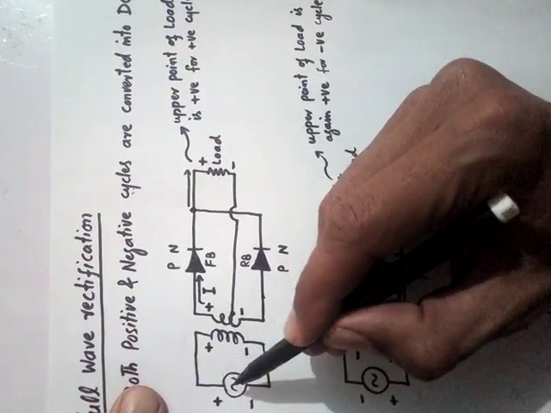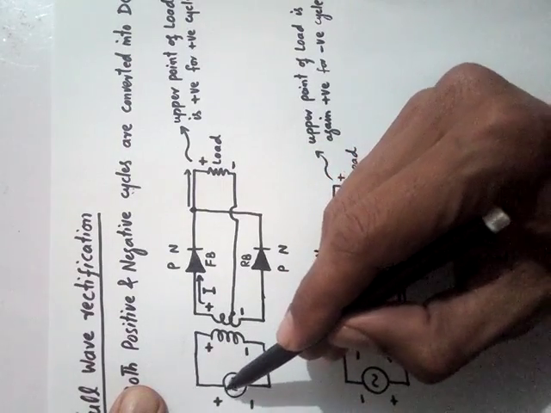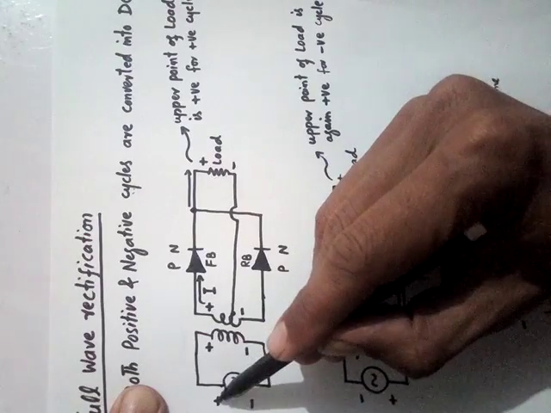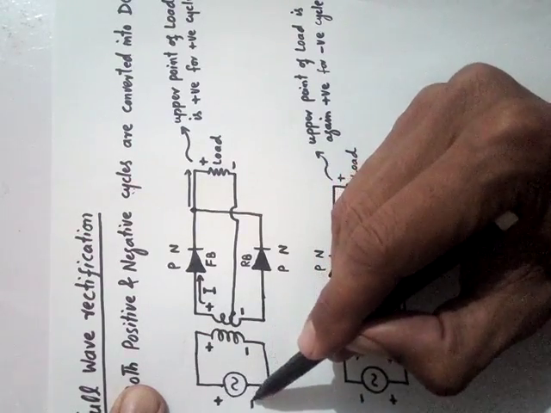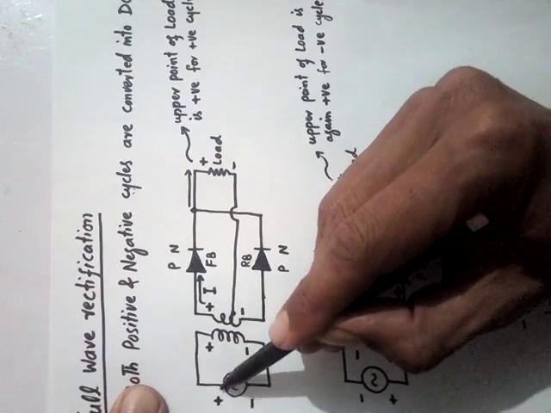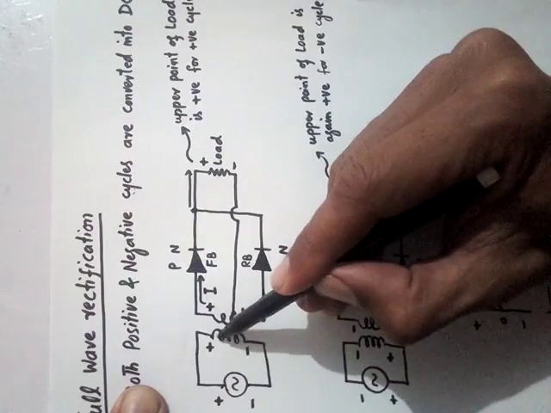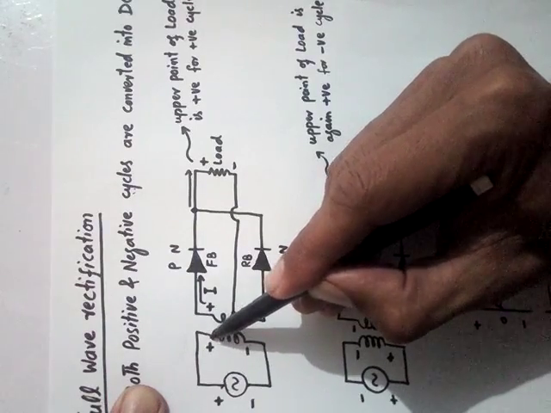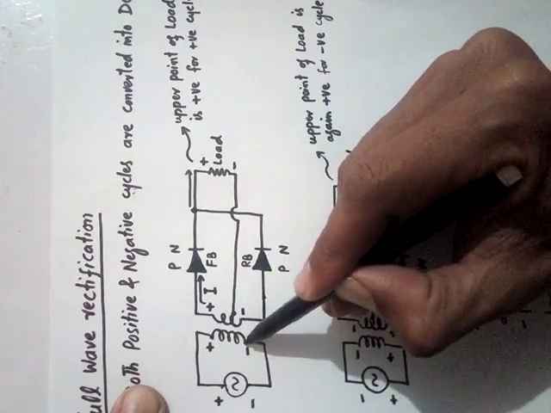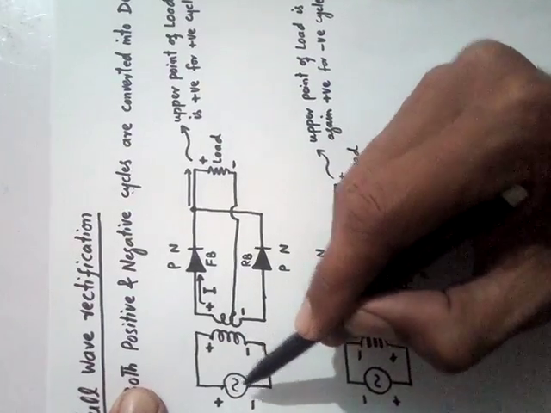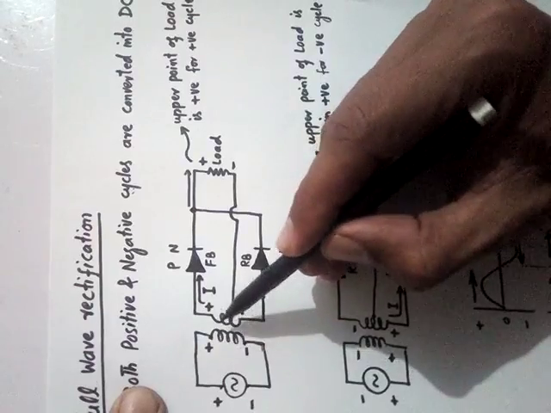For the positive half cycle, consider that the upper terminal of the AC voltage source is positive and the negative terminal is this one. This positive line is connected with the upper side of the primary coil, so this side is positive and this side of the coil is negative because it is connected with negative. Clear? Okay, come to this side.